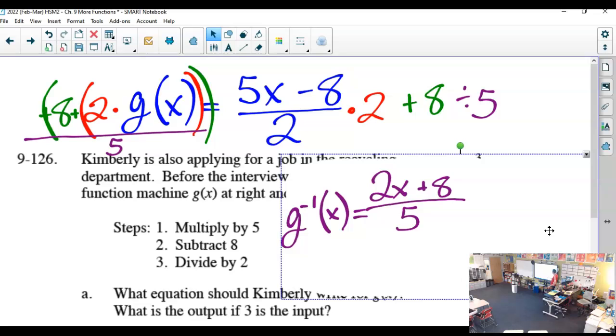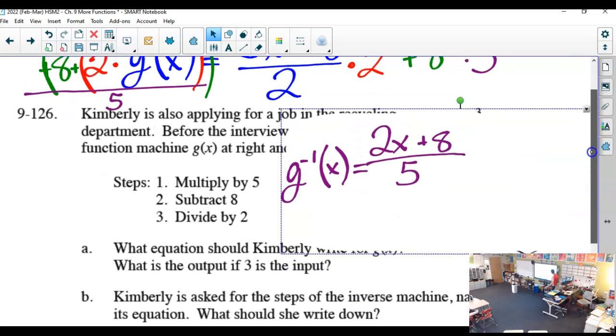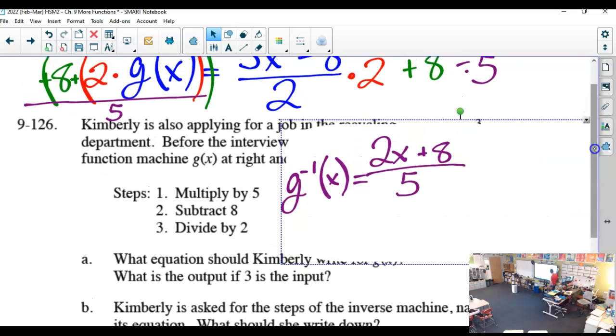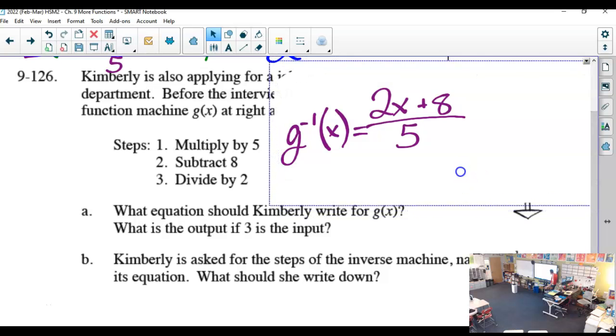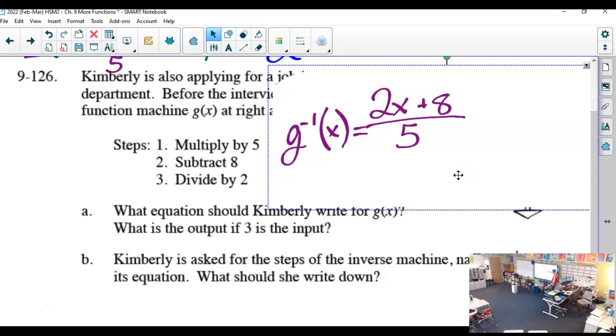If we're actually given the steps listed out, it's kind of the same thing. So then this x now, was that the original input or the original output? That was the original output, because you're doing it backwards. You're given an output, and now you're trying to solve the input. So this will solve for the input.